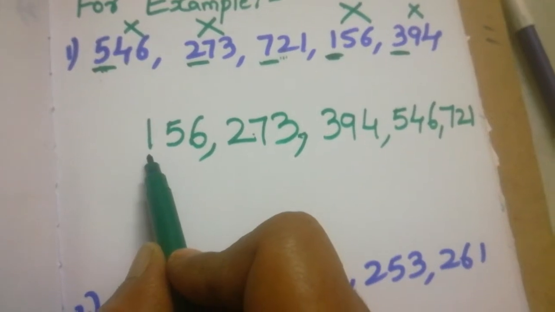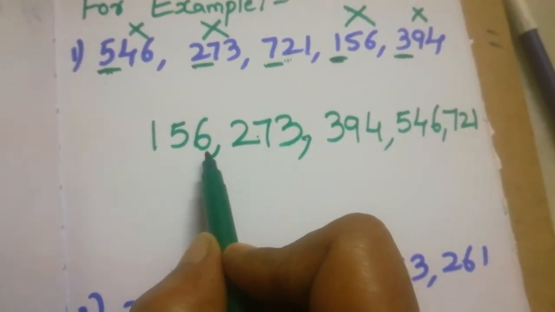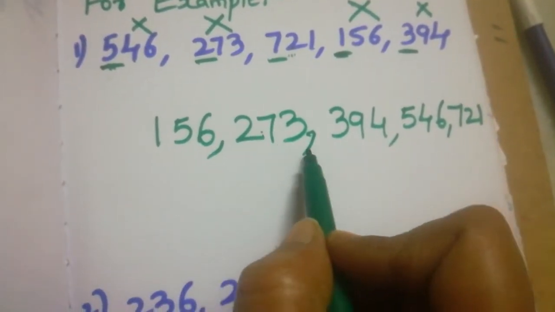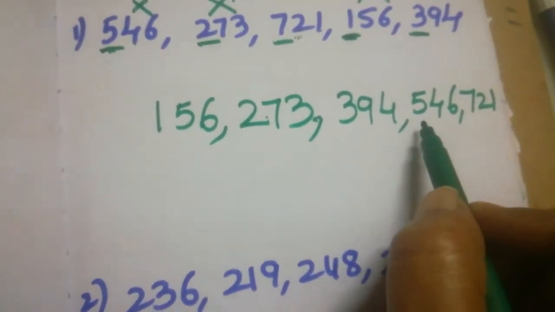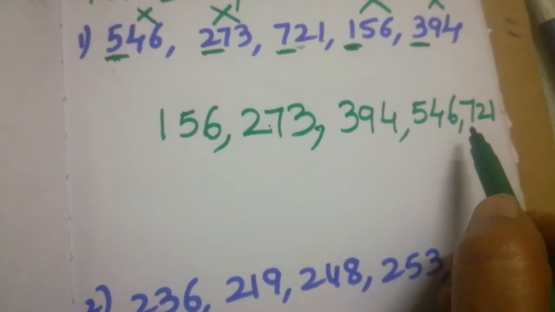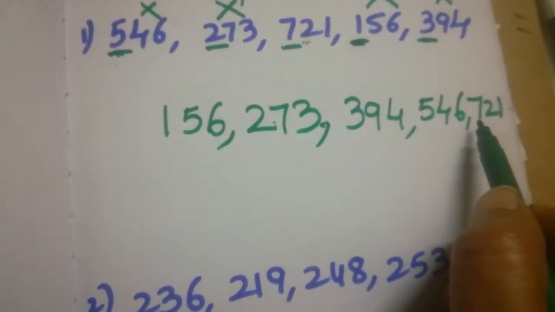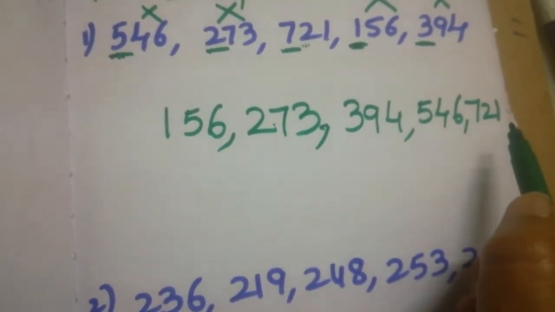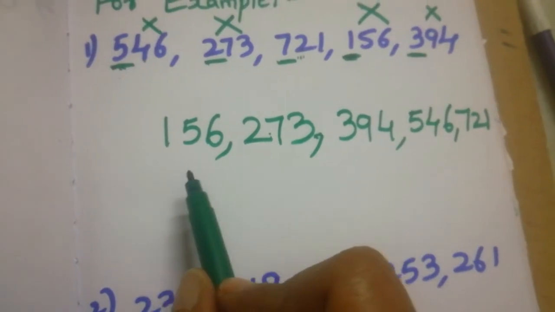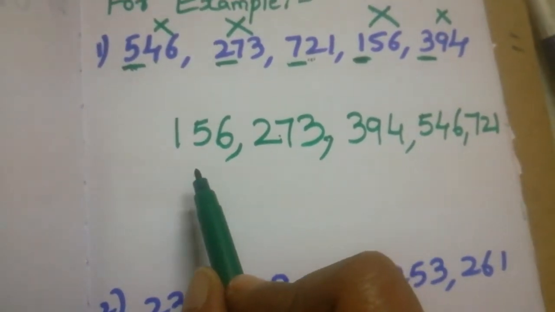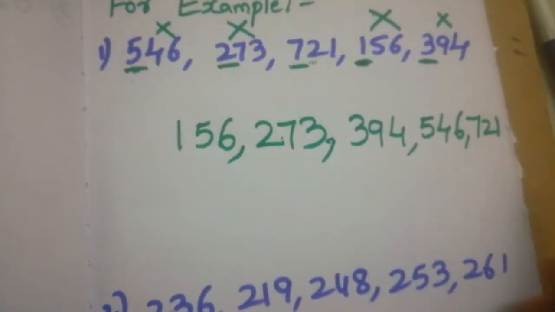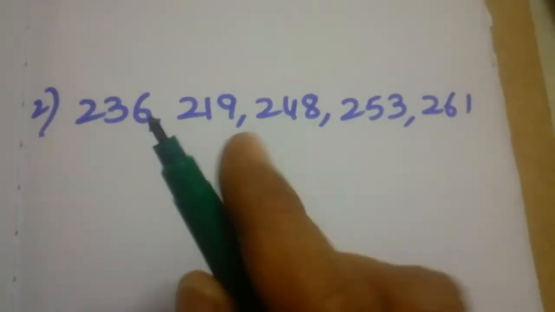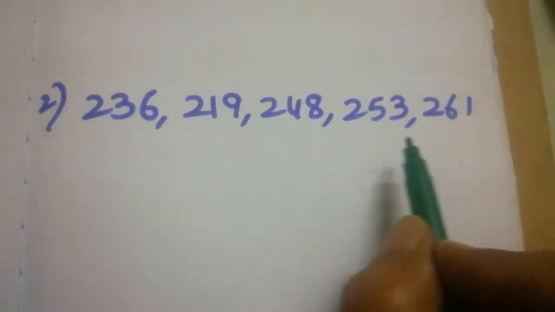First smallest is 156, then 273, then 394, then 546, then last, which is the greatest, is 725. In this way you will arrange the ascending order from the smallest number to the greatest number. Now let us see one more example.